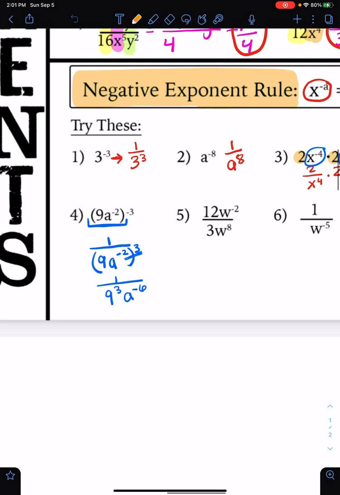Okay. So I'm going to take this term, which has a negative exponent and makes it unhappy. I'm going to move it to the numerator and make it happy again. The 9 cubed can stay down here in the denominator.